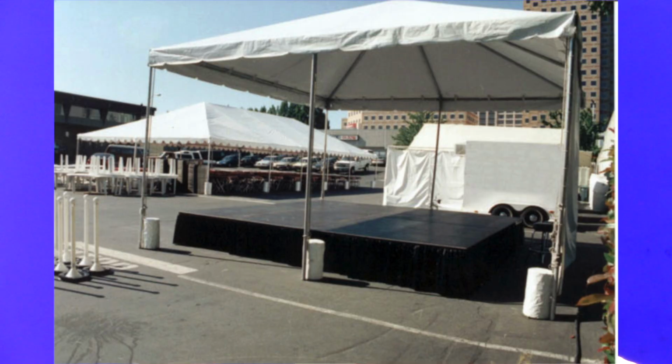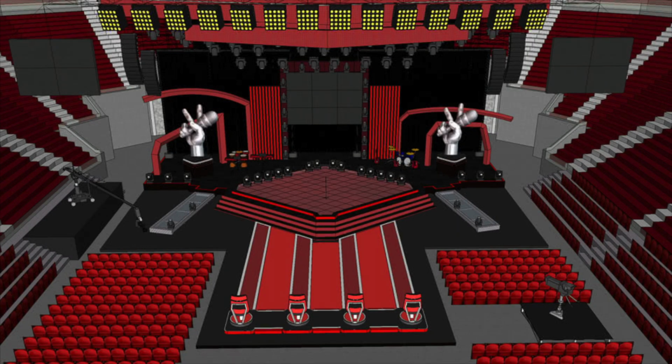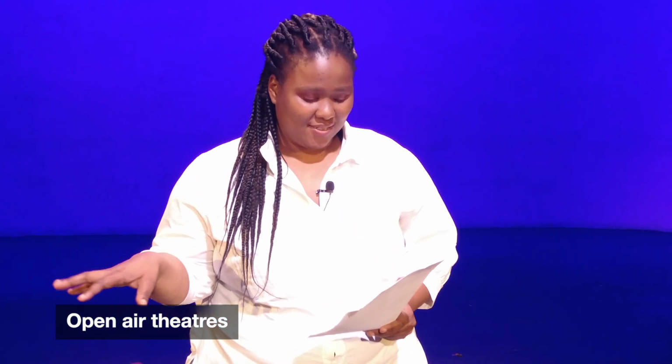Platform stages are often used in multi-purpose halls where theater is only one of the space's uses. So this is more like when you're having festivals and all of that. That's the type of stage they're talking about here, platform stages, where you have a deck and all of that, like for outside festivals and all of that as well.